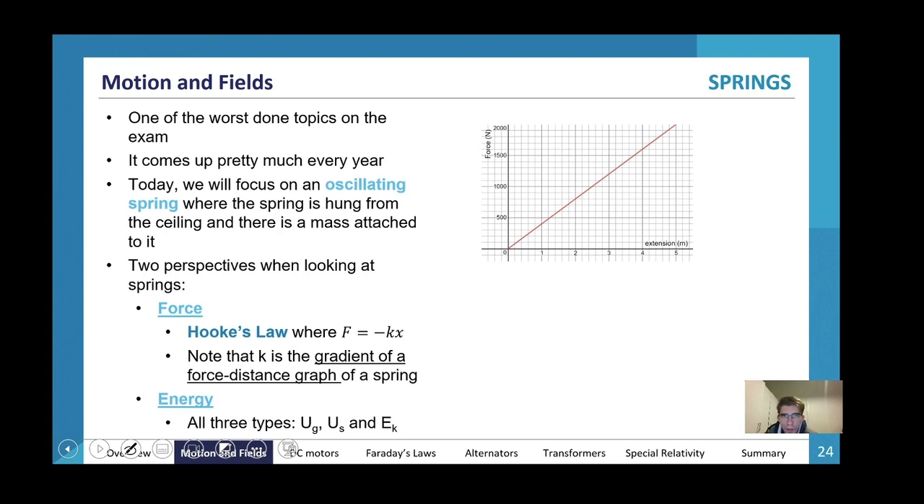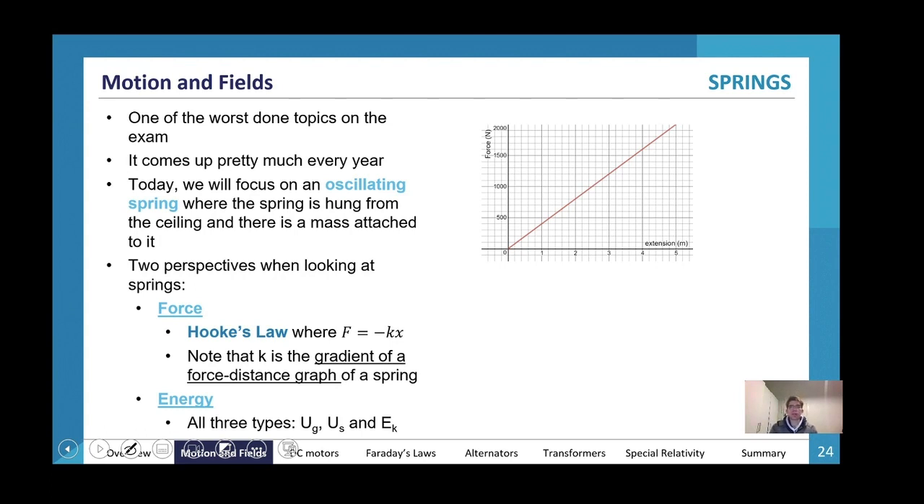Now, let's talk about springs. Springs are the second topic, which are one of the worst done topics on the exam after tension. It comes up pretty much every year on the exam, and today we will focus on the oscillating spring, where the spring is hung from the ceiling and there is a mass attached to it.